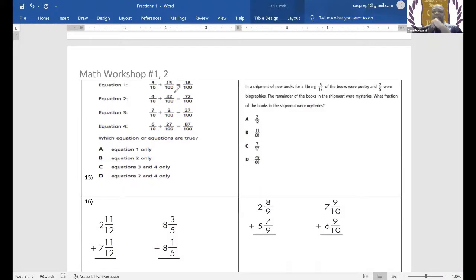You've got 10 and 100, 10 and 100, 10 and 100. What's our common denominator? It would be 100. All right, someone said 10.